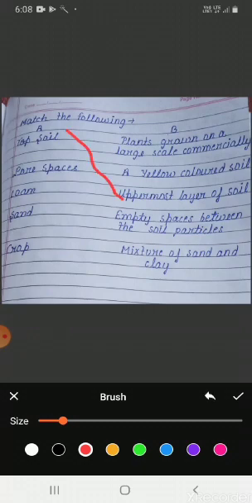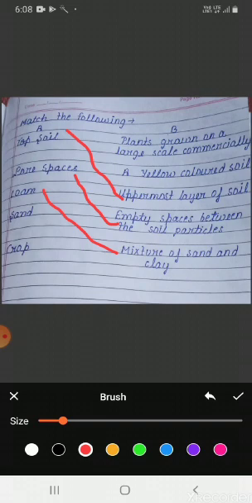Your second question, pore spaces. What is the answer of pore spaces? Empty spaces between the soil particles. Yes, match both. Our third question is loam. What is the answer of loam? Mixture of sand and clay. Yes, match both.